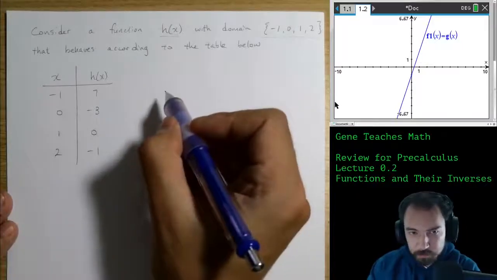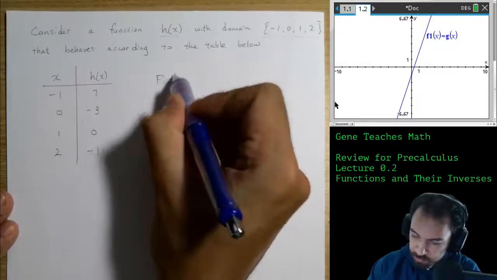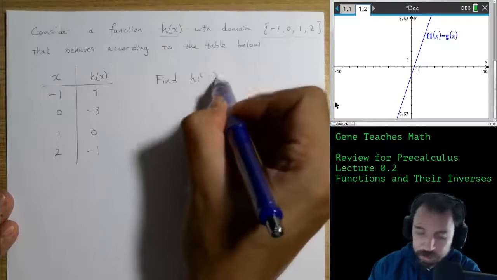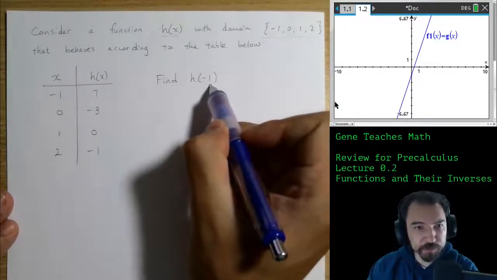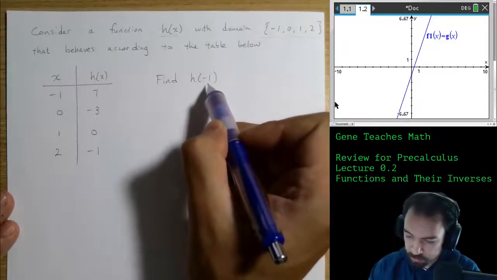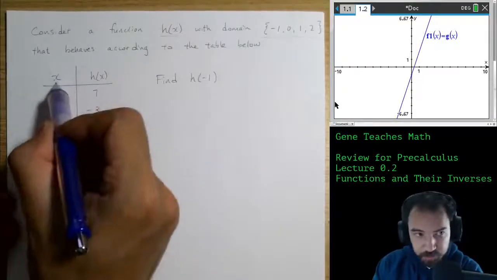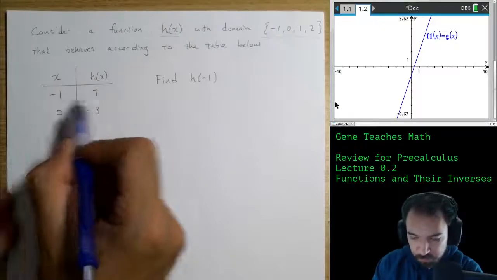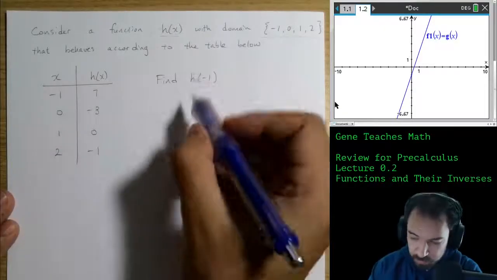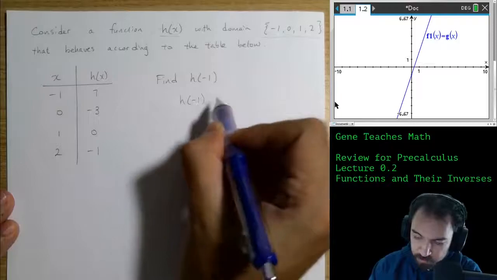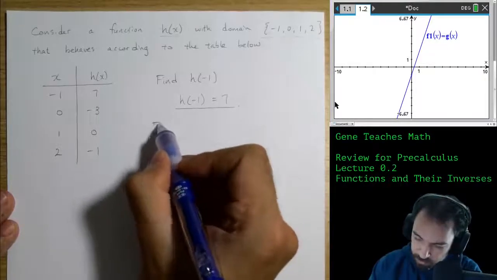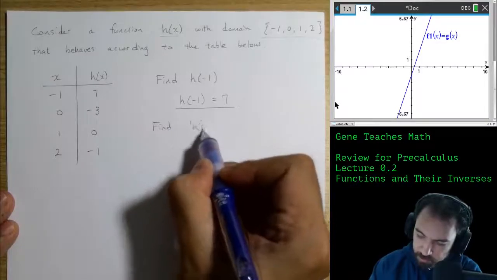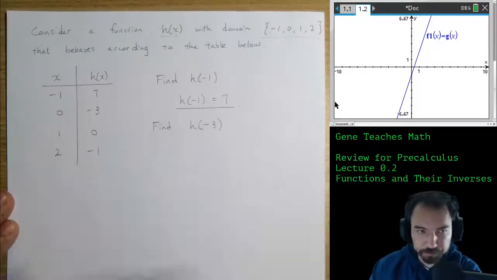We can use some commands like the following. You can say find h of negative 1. So that means if the input is negative 1, go and find the output according to the function h. Well, in the table, x is the input. So if the input is negative 1, the output is evidently 7. So we can happily conclude h of negative 1 equals 7. Life's good. And what if the command is find h of negative 3?